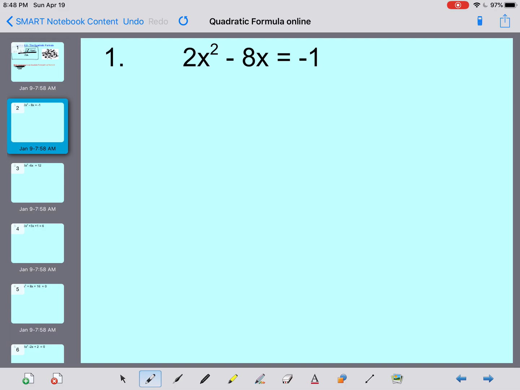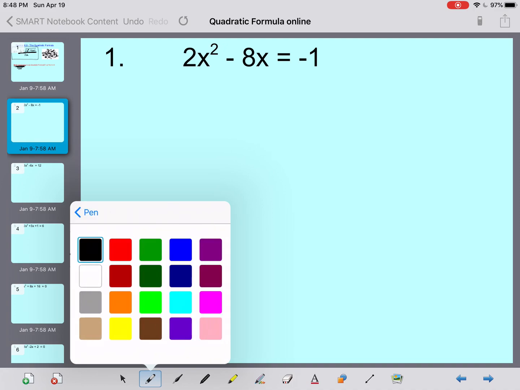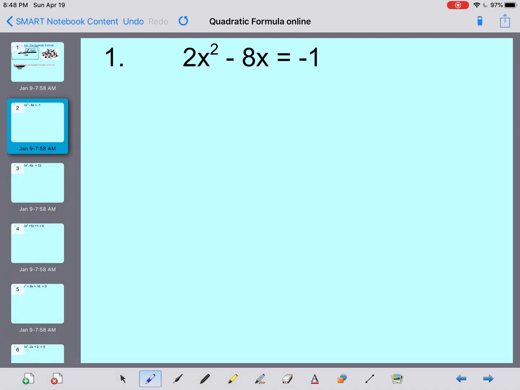The first thing you're going to do for every problem is you're going to rewrite it so that it's in standard form and so that it equals 0. So I'm going to add 1 to both sides so that this equals 0. Okay, because that would cancel out.